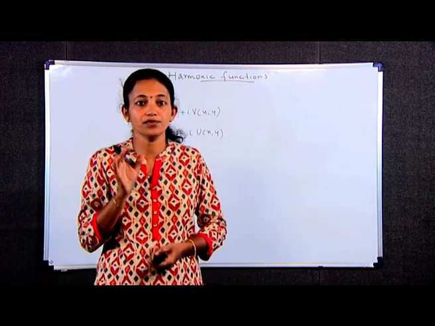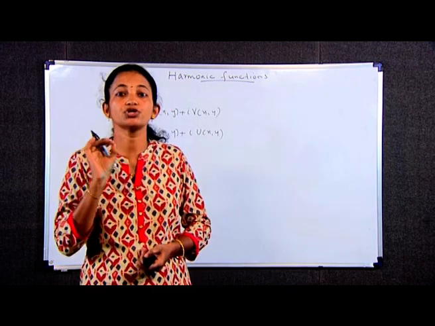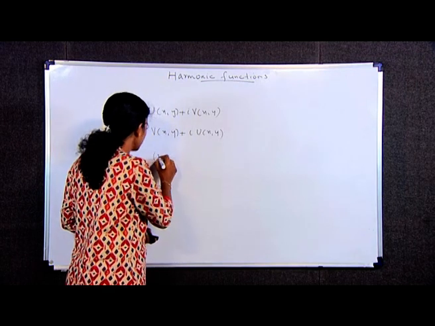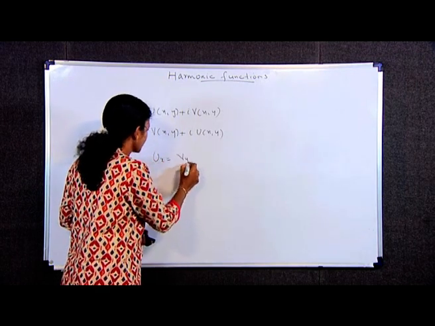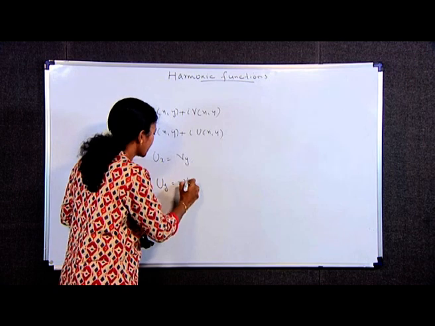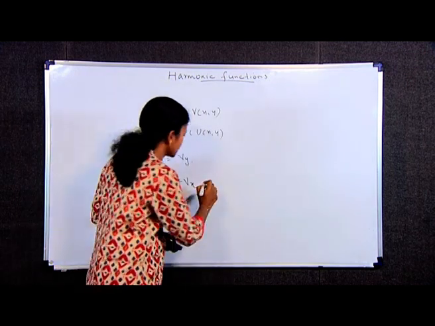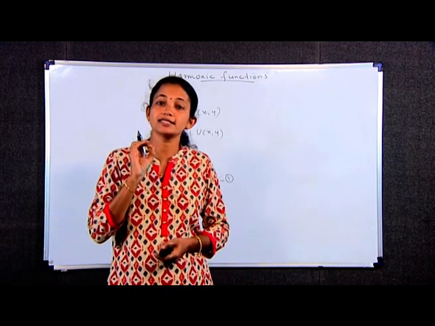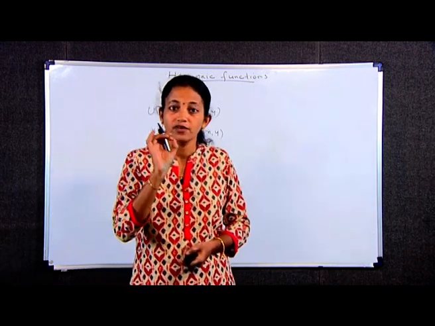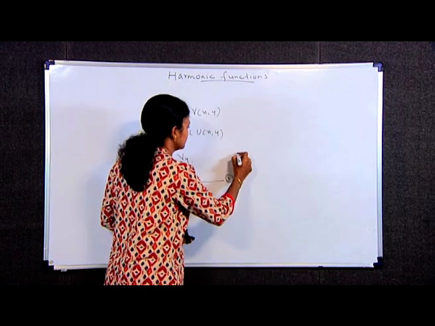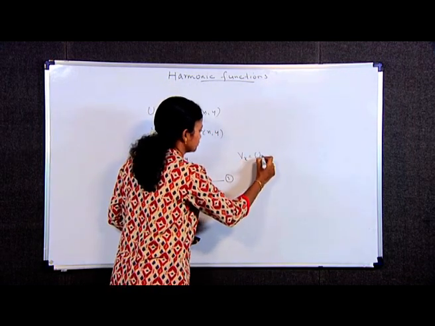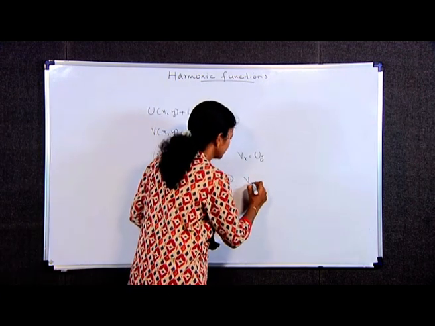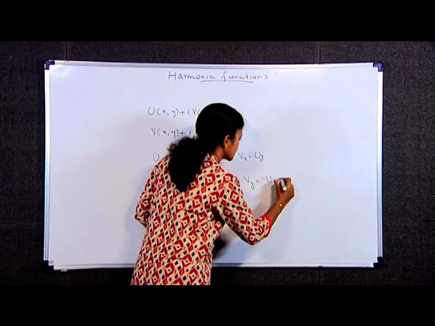The analyticity of the first function, using Cauchy-Riemann equations, implies ux is equal to vy, uy is equal to minus vx. Mark it as equation number 1. And the analyticity of the second function implies vx is equal to uy and vy is equal to minus ux, equation number 2.